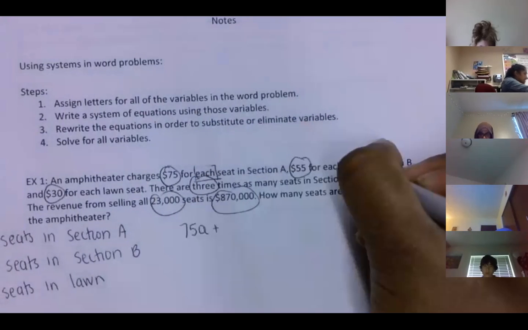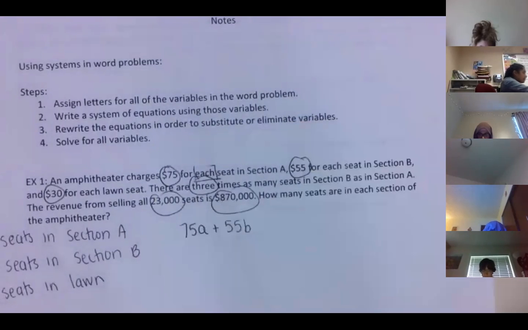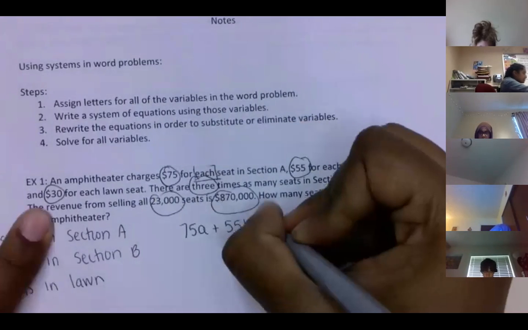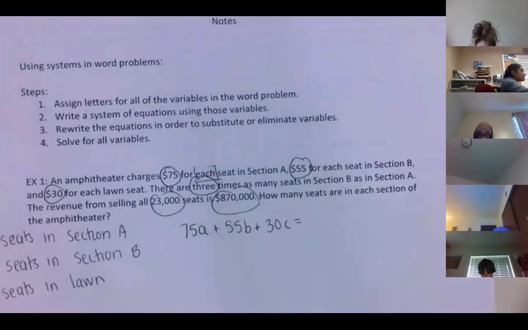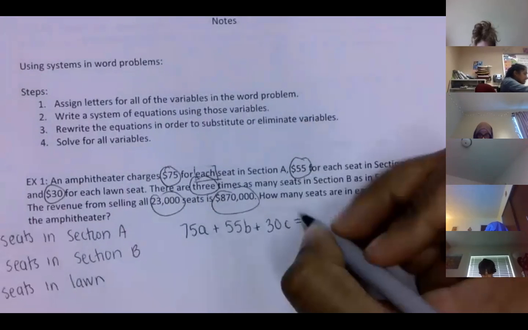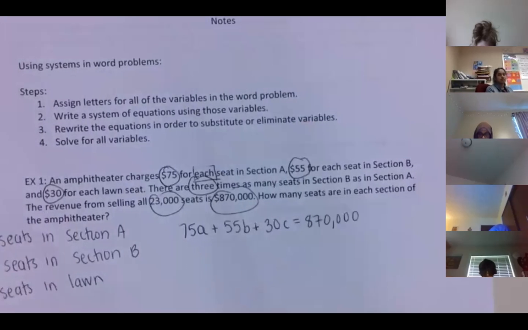55 for each seat in section B, so 55 times B, and 30 for each lawn seat, so 30 times C, is equal to, I know I'm selling $870,000, so that's another dollar amount. That's what that is set equal to. Any questions about how I got the first equation?